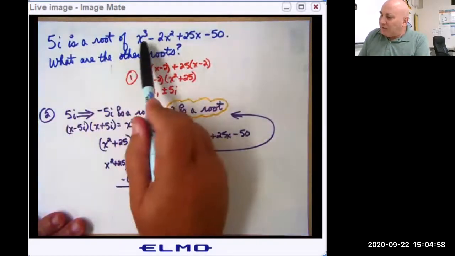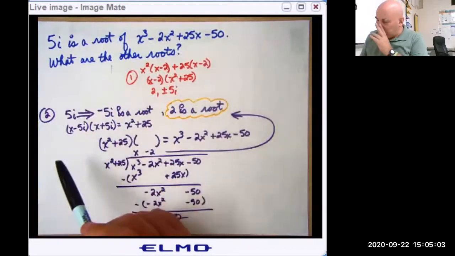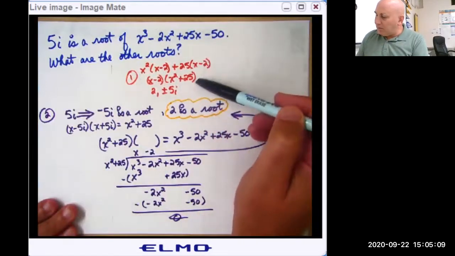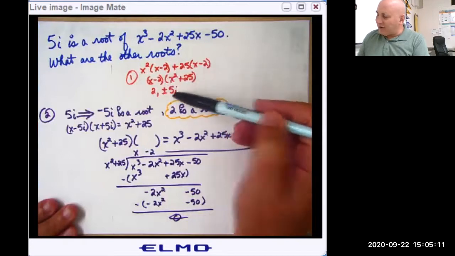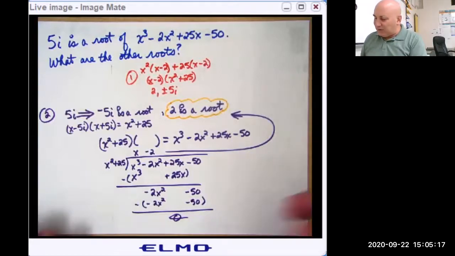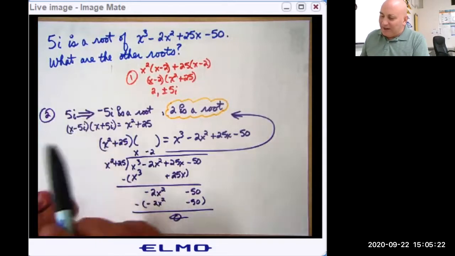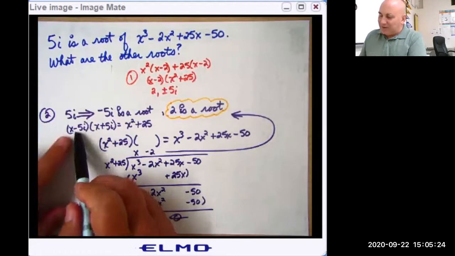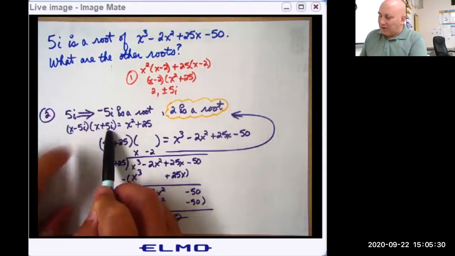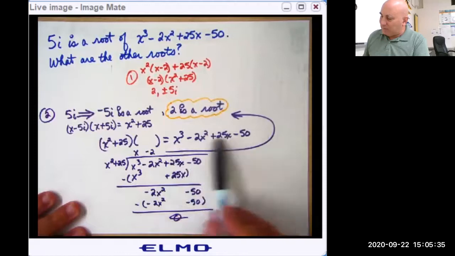I tell you that 5i is a root of this. What are its other roots? Well, you could factor it, and it turns out, oh, look at that. You can factor and get all 3 roots. That one was pretty easy to factor. Another way to do it is to say, well, if 5i is a root, then negative 5i must be a root. So factors must be x minus 5i and x minus negative 5i, which means x squared plus 25 goes into this polynomial.